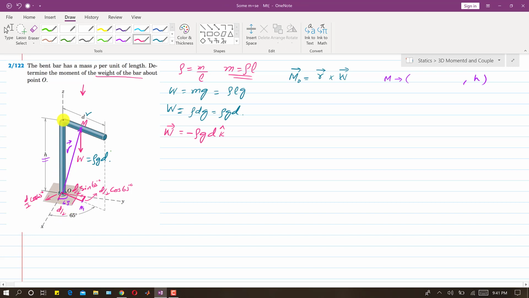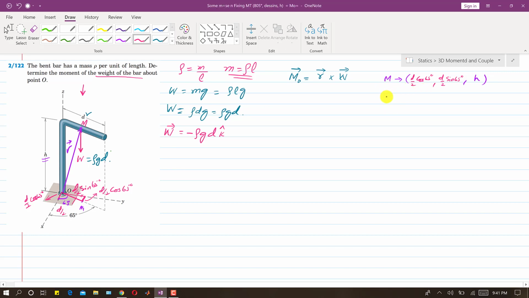So when we reach this point, we will travel d by 2 sine of 65 along y. So I will write that this is d by 2 sine of 65 degrees. And along x, how much will we travel? We will travel d by 2 cos of 65 degrees. So these are the coordinates of point M.